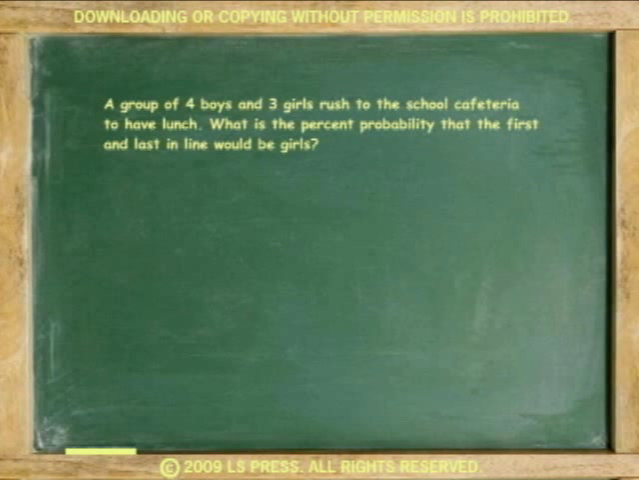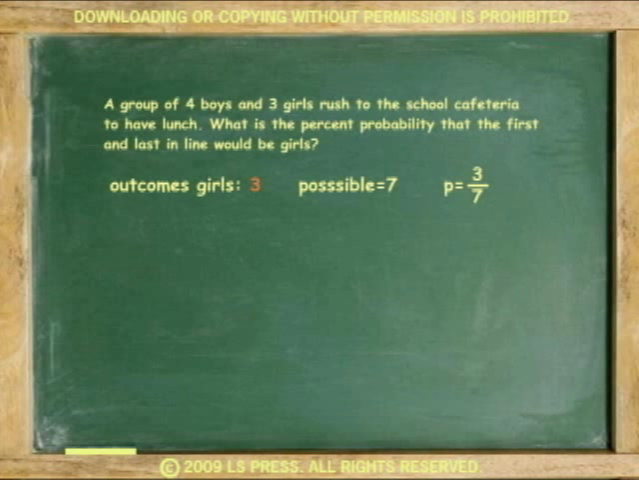Another example. A group of 4 boys and 3 girls rush to the school cafeteria to have lunch. What is the percent probability that the first and last in line would be girls? Number of successful outcomes, first in line a girl, 3. Number of possible events, 7. Probability is 3 over 7.